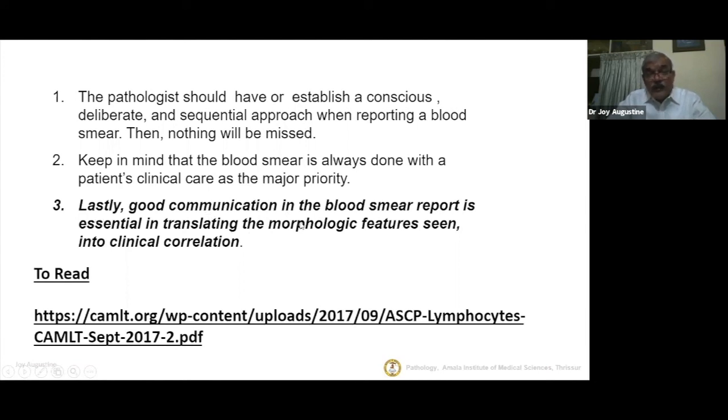Lastly, good communication in the blood smear report is essential in translating the morphological features seen into clinical correlation, which simply means that you've got to add explanatory notes for your findings, because the clinician generally may not have any idea of what some of the things that we write actually mean. So you've got to point it out. Some clinicians don't like it, but nevertheless you do it. It's very important that it may be useful to the patient.